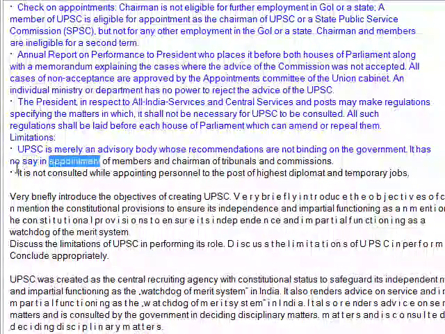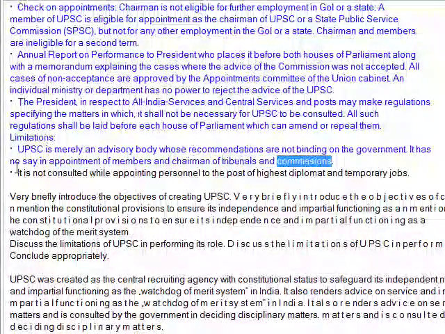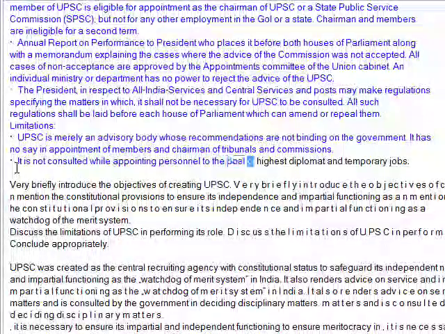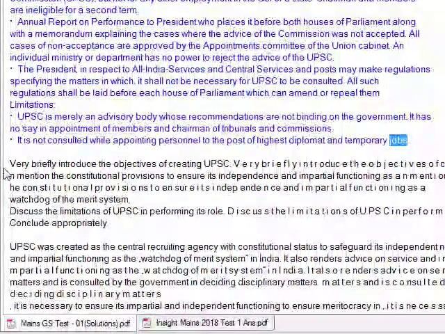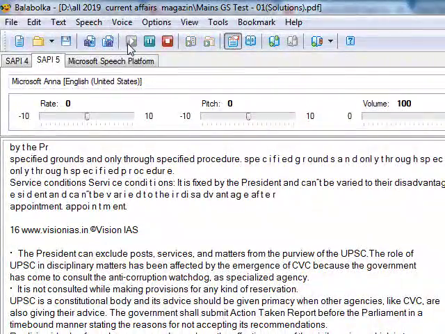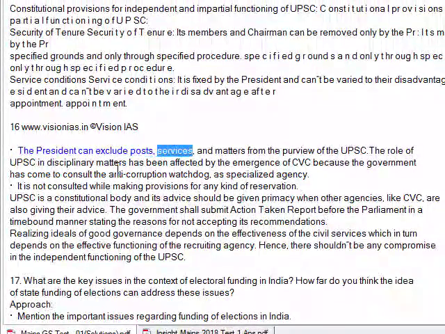It has no say in appointment of members and chairmen of tribunals and commissions. It is not consulted while appointing personnel to the post of highest diplomat and temporary jobs. The President can exclude posts, services, and matters from the purview of the UPSC.